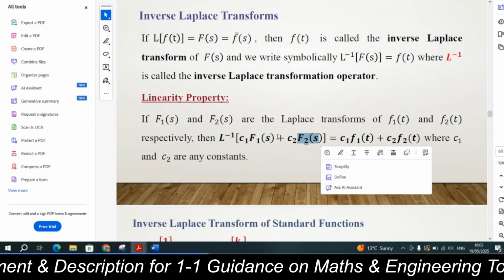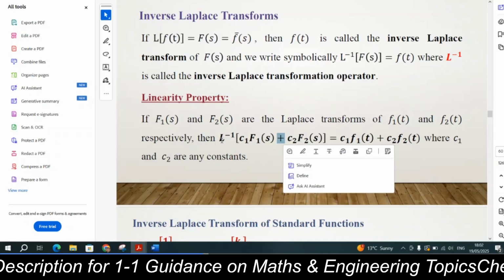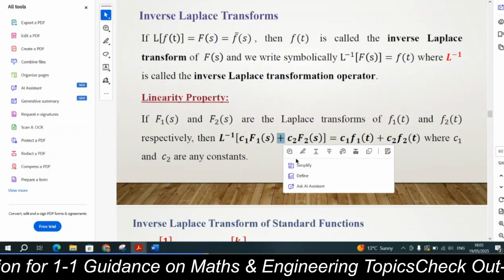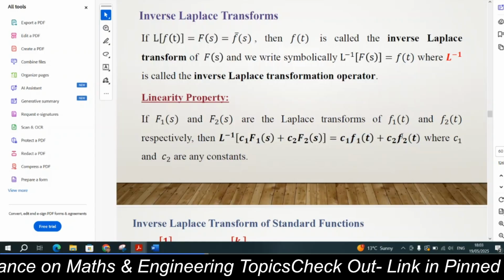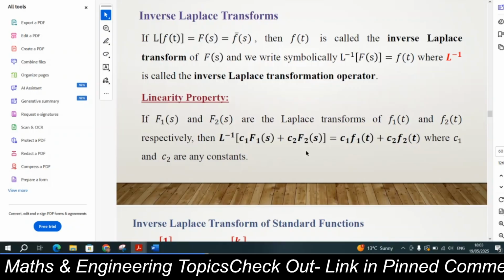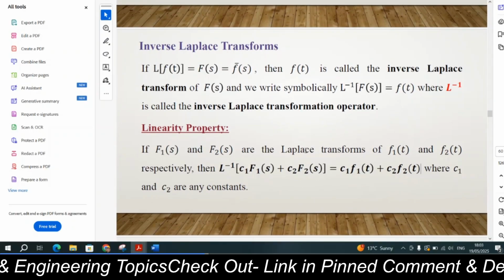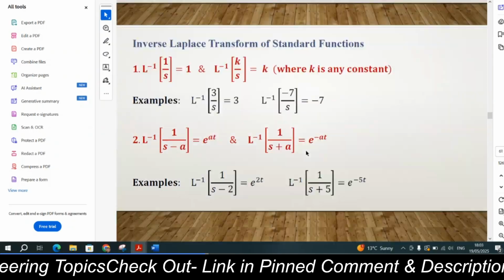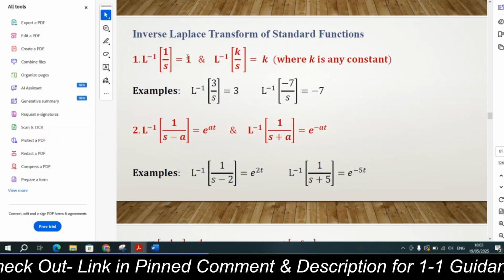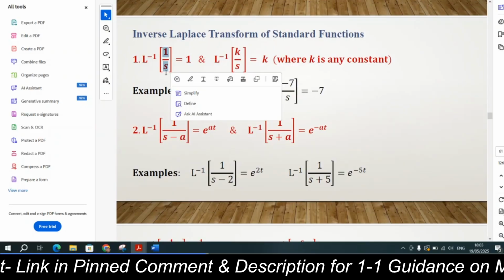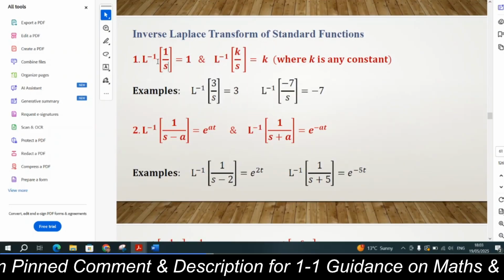Again, the linearity property is applicable to the inverse Laplace as well. So if you have F1(s) and F2(s) in addition or subtraction in the Laplace transforms, you can split them and do the inverse Laplace on F1(s) and F2(s) separately and get the final answer. Is it clear? Yes, sir. Okay, let's move on to the next one.